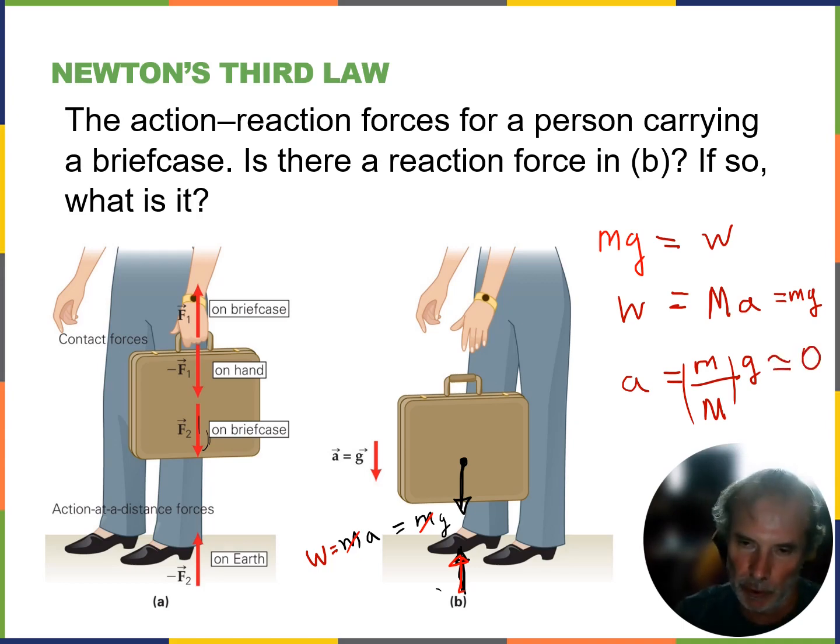It'll be a number that's so small, because the mass of the briefcase divided by the mass of the Earth is so small, and when you multiply it times gravity here, you're going to get something on the order of 0 meters per second squared as your acceleration. That's why you don't notice the Earth accelerating up to meet you when you jump up and down, or when you drop a briefcase, or when you jump off a ladder or something like that.